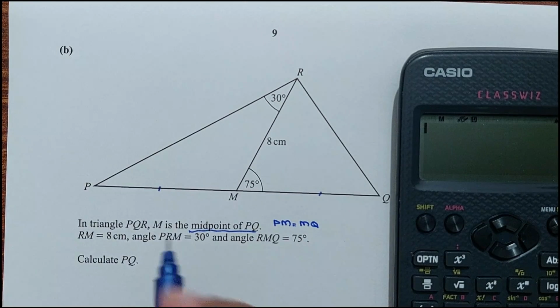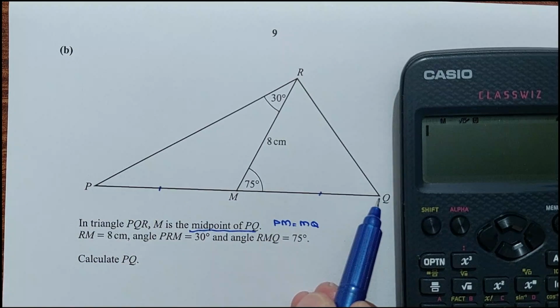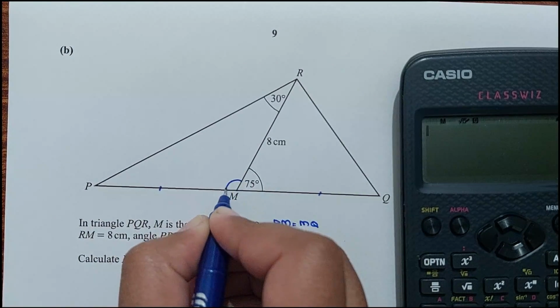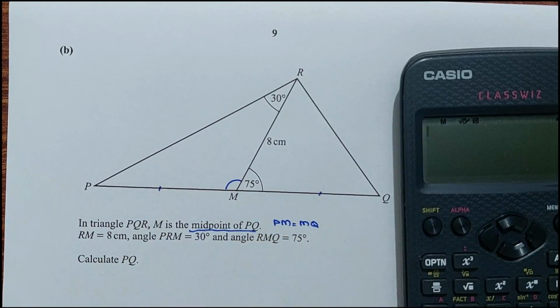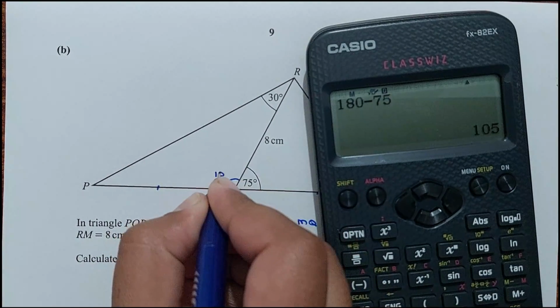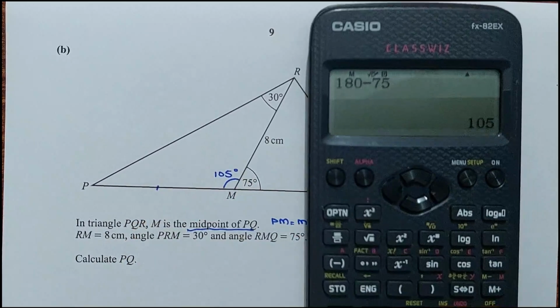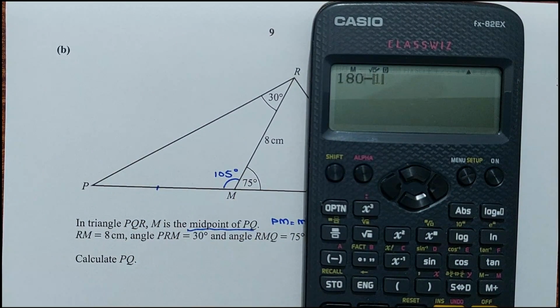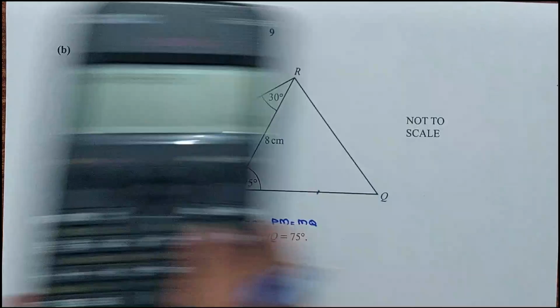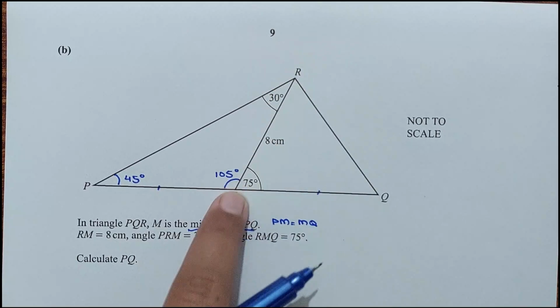Okay, so as you can see, PQ is a straight line. Let me solve for this angle. This line is 180, right? So from 180 take away 75 is 105 degrees. And from 180 subtract 105 and subtract 30, this is 45 degrees, right? Now we have all three angles and one side.